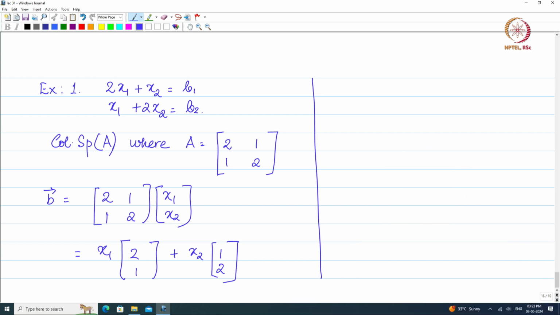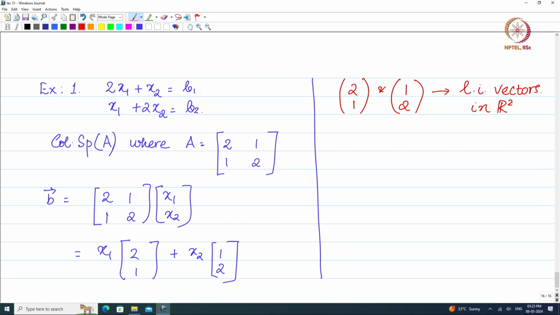Right. Now, something interesting happens here. What is that? If you look at the two vectors 2 1 and 1 2, we know that these two are linearly independent vectors, and these are two linearly independent vectors in R2.